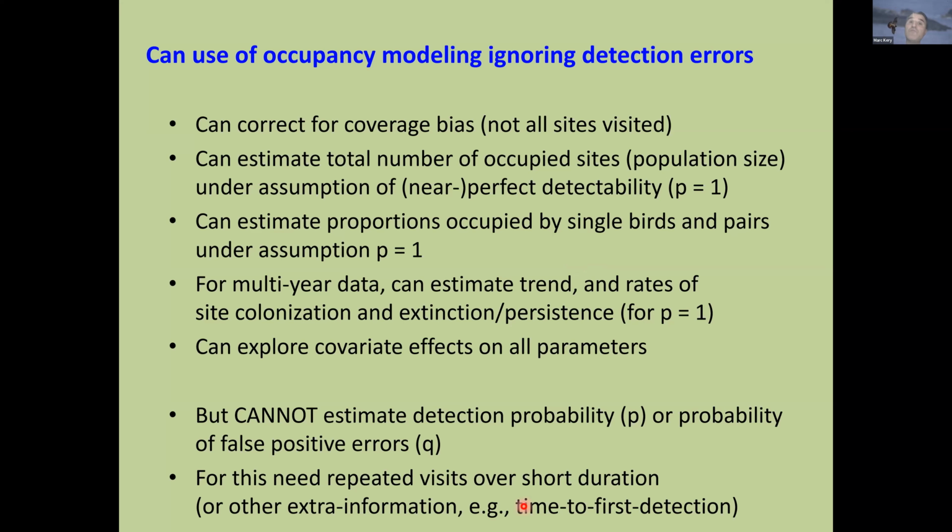What we cannot do is formally estimate detection probability or the probability of false positives. To do this, we need extra information. The extra information may come in different forms, but the most typical extra information that allows us to estimate these error rates is repeated visits.